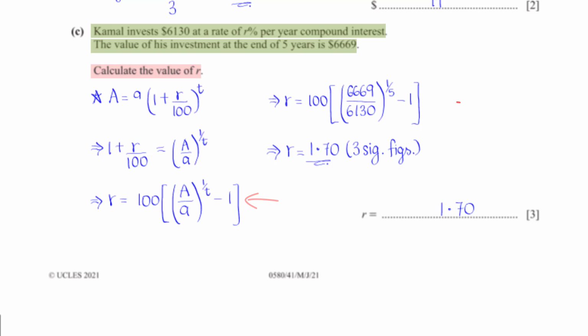And so when we slot in all these values into the equation and type it into the calculator, we get the value of R as 1.70, correct to 3 significant figures.